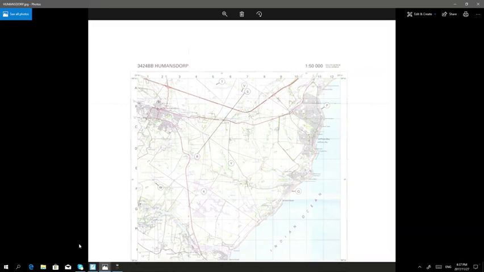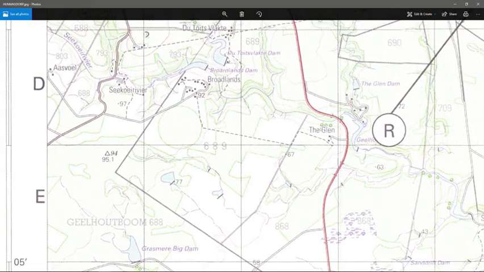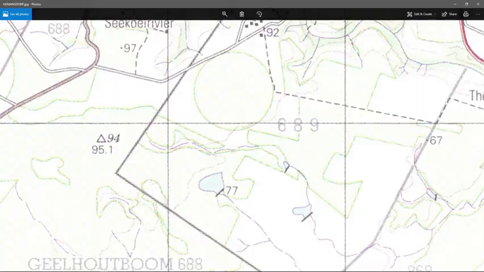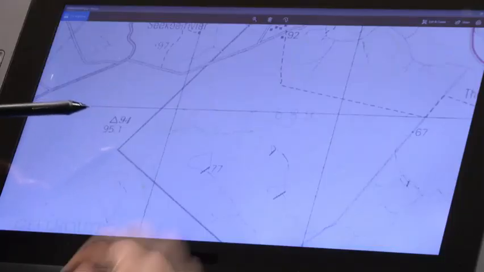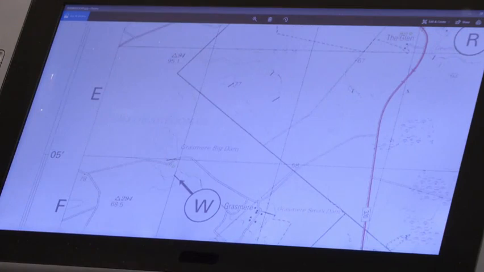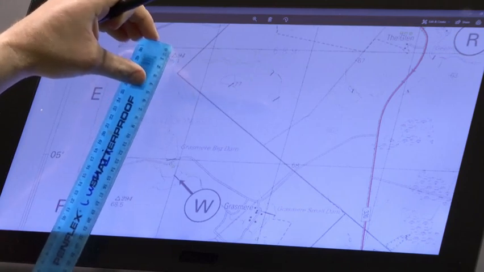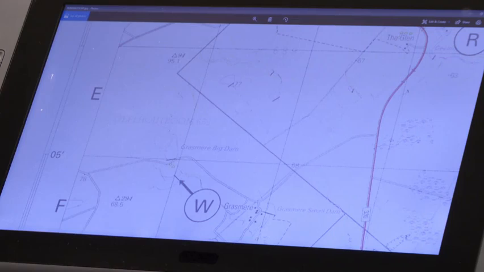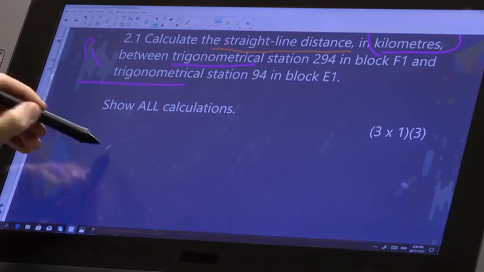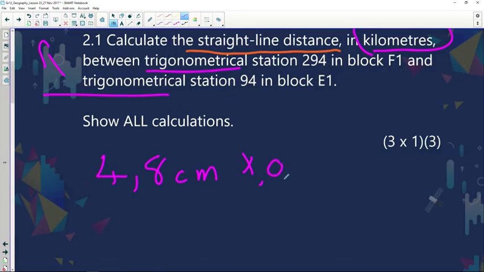So the question states, calculate the distance straight line from block E1. There's trig beacon 94, as you can see, situated over there, E1 to F1. Now if we quickly look where F1 is over there. So all you need to do is place your ruler between the two areas and you measure your distance and you got 4.8 centimeters. Now very importantly, because we're working on a topographical map, what's going to be your formula? 0.5. So you times it with 0.5.